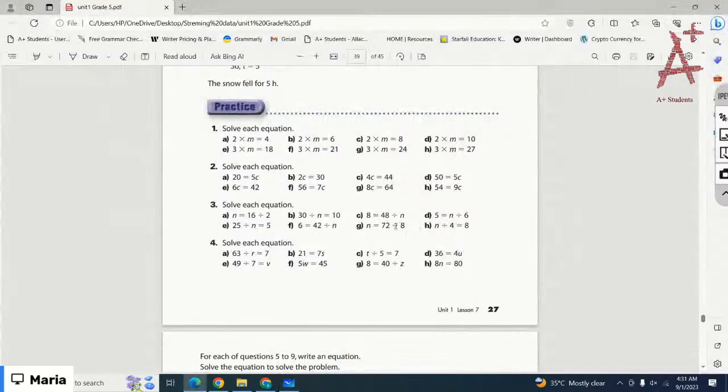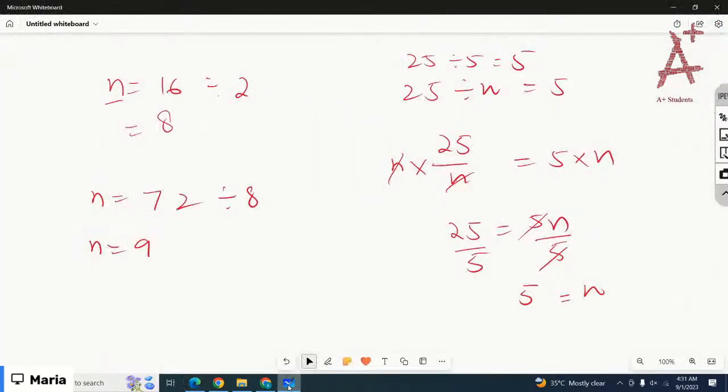Okay, the next one is n equals 72. No, not this one. 5 equals n divided by 6.